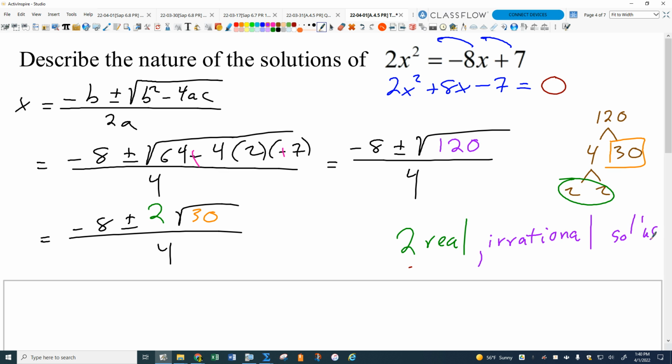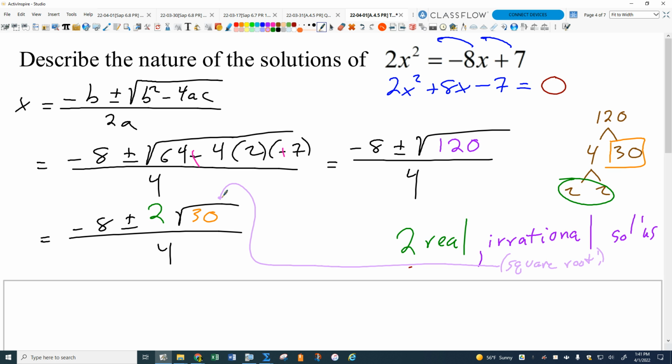Okay, and why irrational? I'll just make a little note of this to remind you. We know they're irrational because I'm stuck with a square root, right? Okay, that's why we know they're irrational. Okay, give me thumbs. We good?